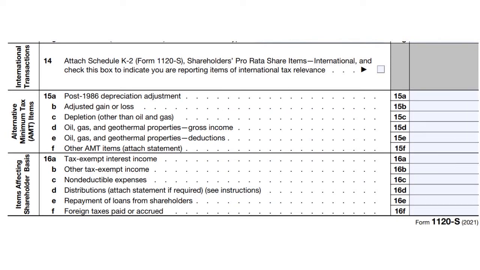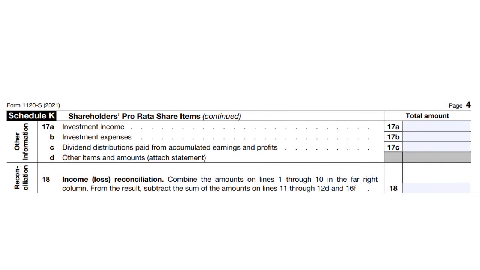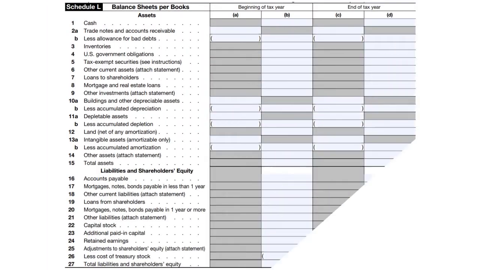So this is the continuation of Schedule K. It shows here international transactions, AMT items, and items affecting shareholders' basis. Again, I'm not going to linger on those items. If you have any specific questions, you can drop them below. We will definitely answer you, not a problem. So we continue Schedule K. Here we have the pro rata Schedule K items, a reconciliation and other information, and we also have Schedule L.